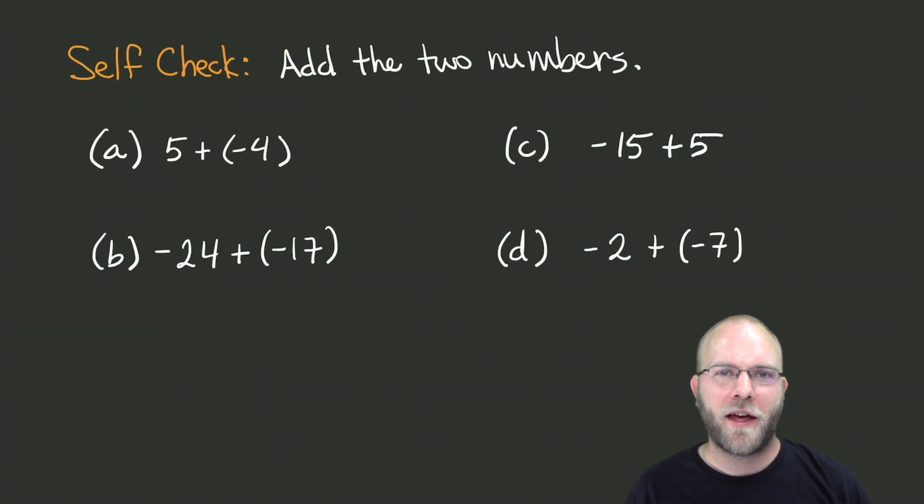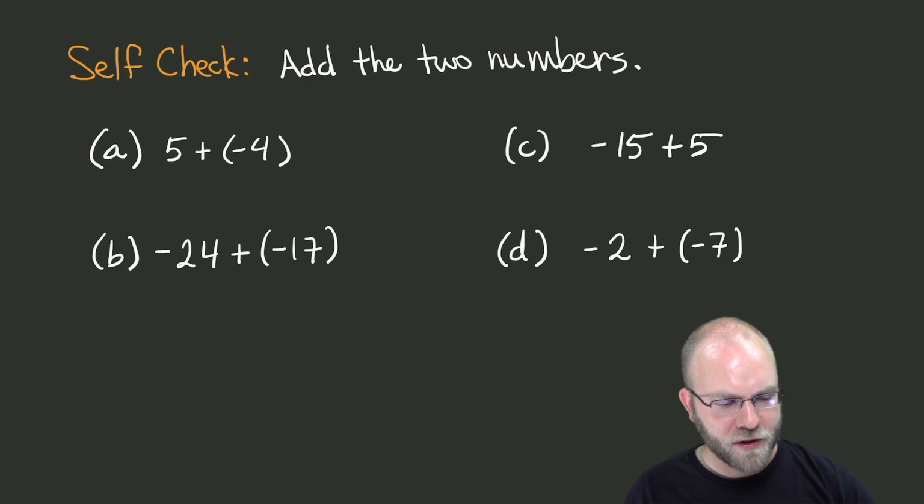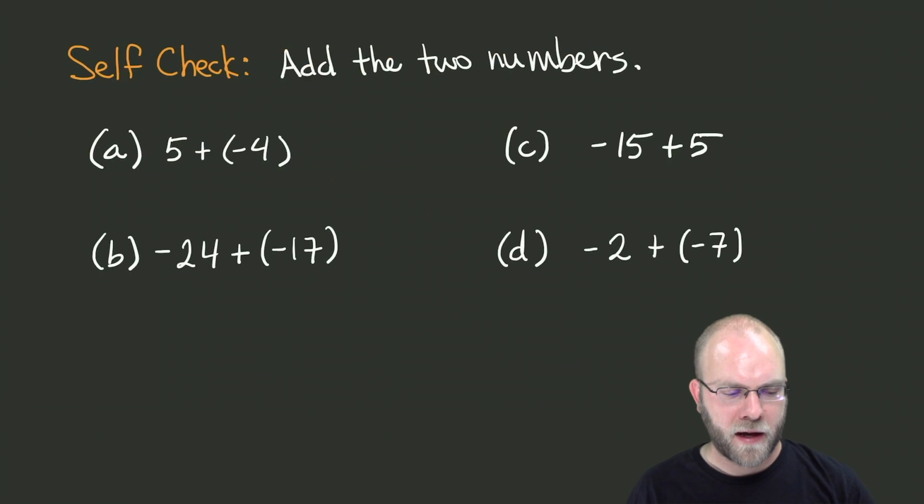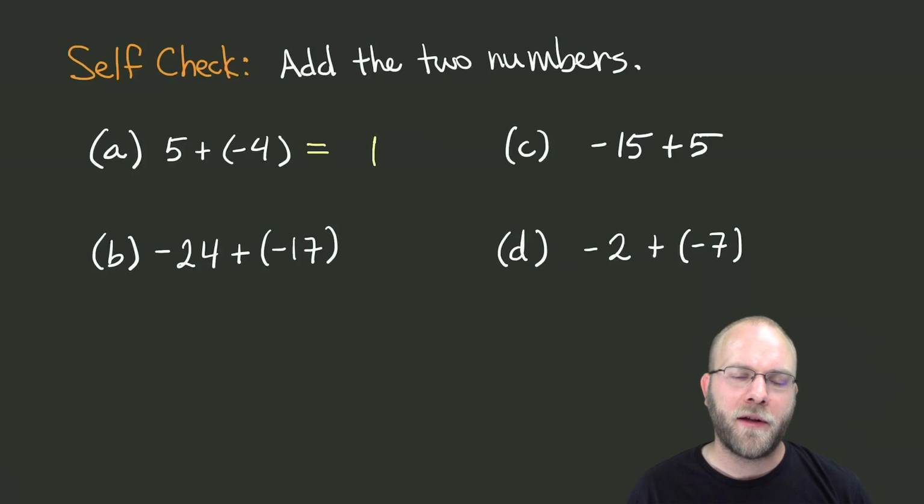Let's check our understanding. Pause the video and answer the following questions, and then resume the video and check your answer. Here we're starting with 5 plus -4. So the numbers have opposite signs, so we'll subtract. 5 minus 4 is 1, and then we'll keep the sign of the number with the larger size. That's the 5, and that's a positive sign, and so we'll have +1.